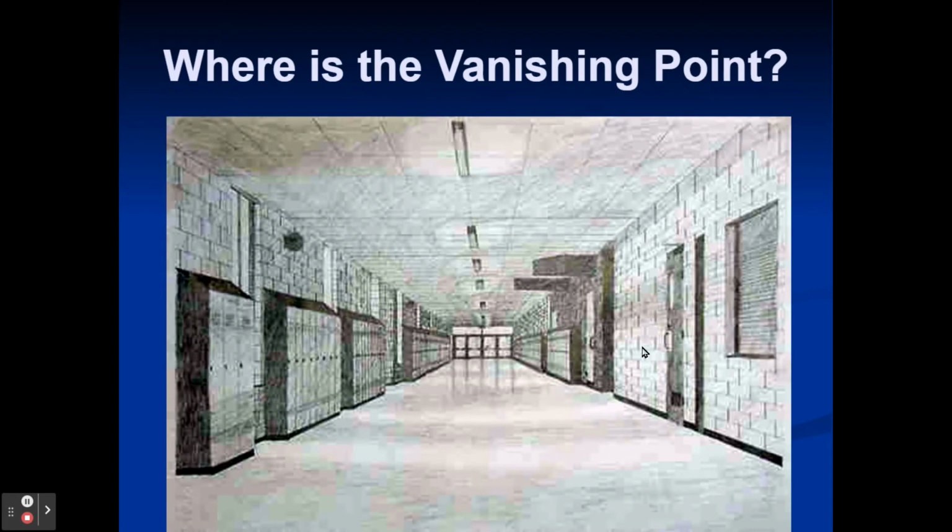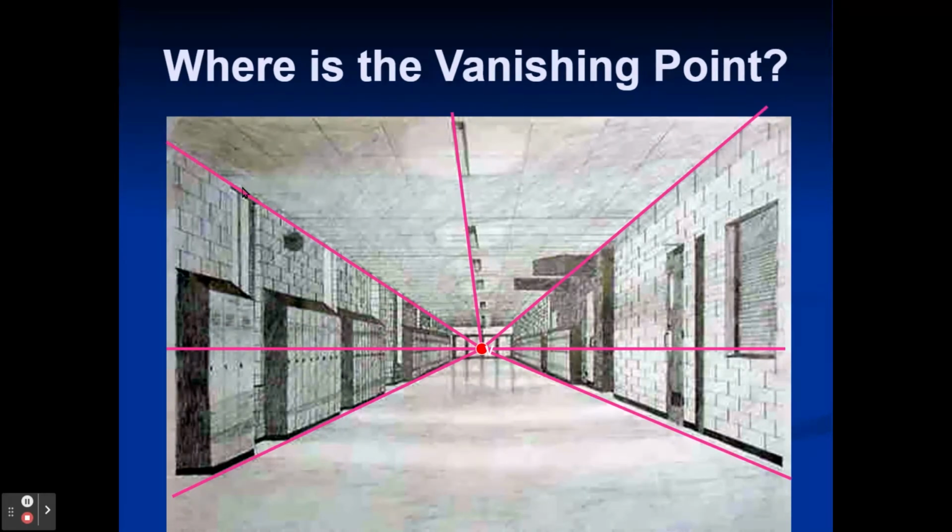One more. Where is the vanishing point? Right there by the doors. And again, we know this because all the lines converge. When you look, every line goes and converges. And I know which one is the horizon line, because it's horizontal. There it runs through the vanishing point. So I know that this line is the horizon line.